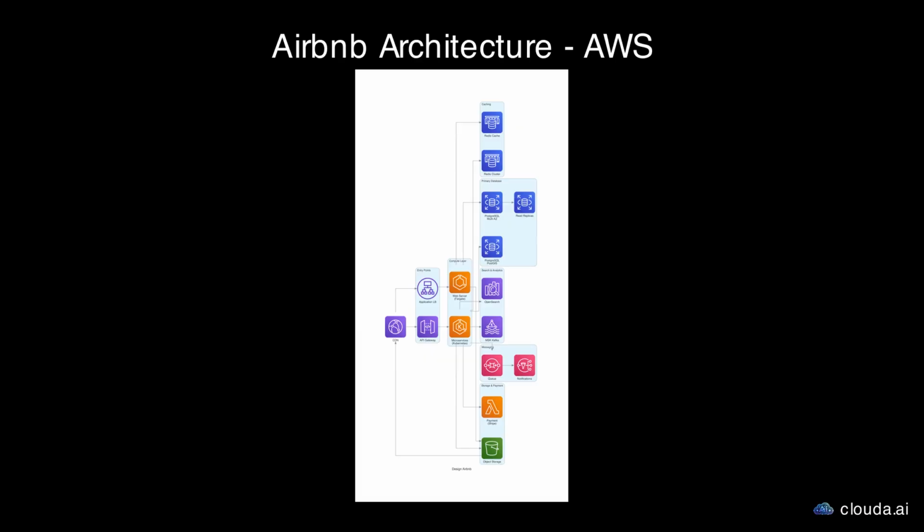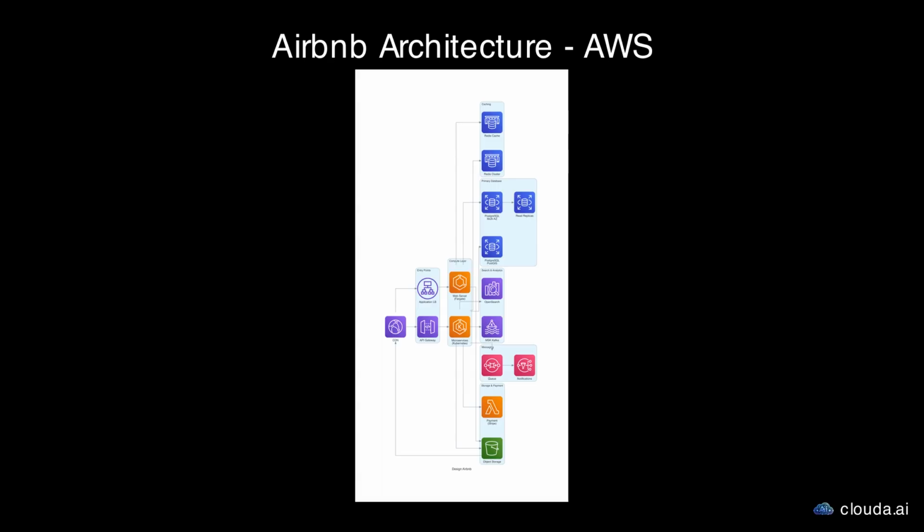Moving to our compute layer, we run microservices on EKS with Kubernetes for container orchestration, giving us autoscaling and zero downtime deployments. ECS Fargate hosts our web servers, eliminating server management overhead. For event-driven workflows like booking confirmations and notifications, we use Lambda functions triggered by SQS and SNS, processing millions of events daily with automatic scaling.